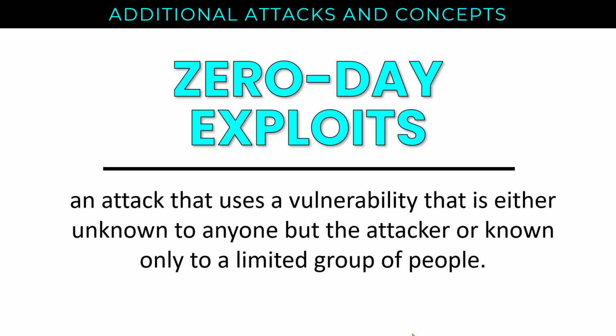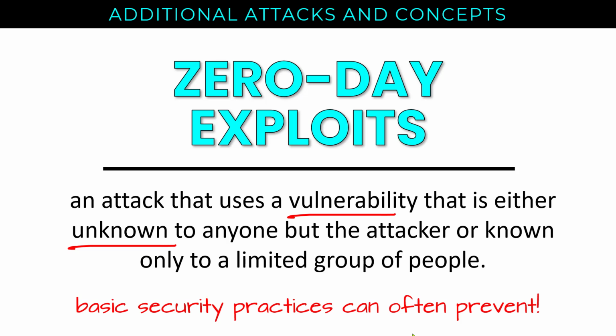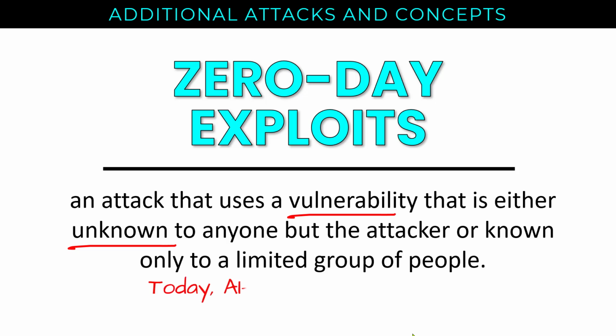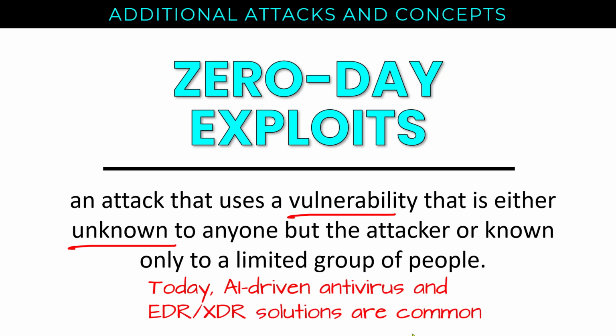And let's wrap this section up by talking about zero-day exploits. A zero-day exploit is an attack that uses a vulnerability that's either unknown to anyone but the attacker or known only to a limited group of people. Oftentimes, basic security practices can prevent zero-day exploits, for example, patching your systems. And today, AI-driven antivirus and EDR, XDR solutions are very common, and these can help identify the malicious behaviors of zero-day exploits. So again, XDR is extended detection and response. Microsoft has an XDR solution we'll touch on later in this video.